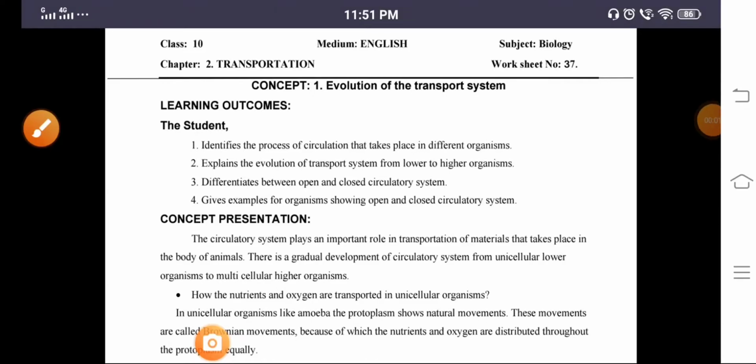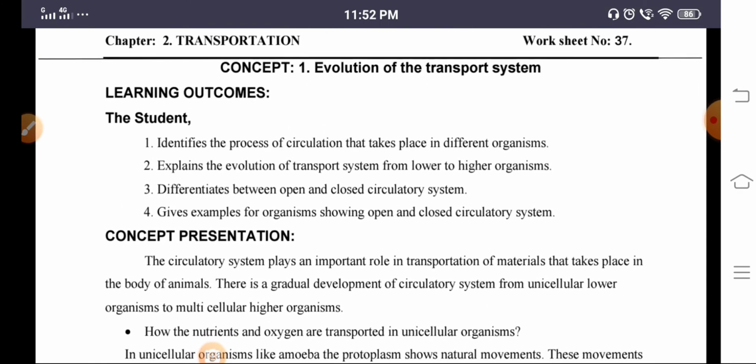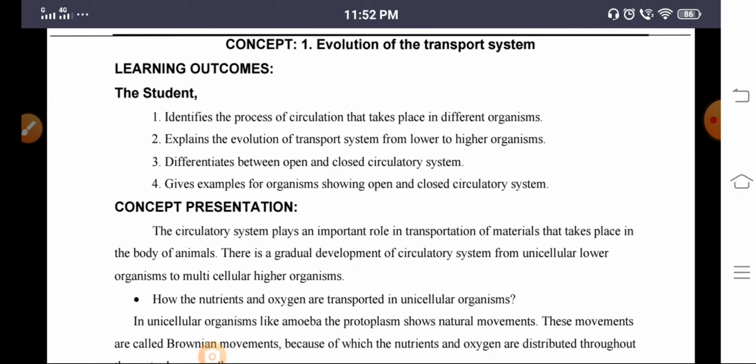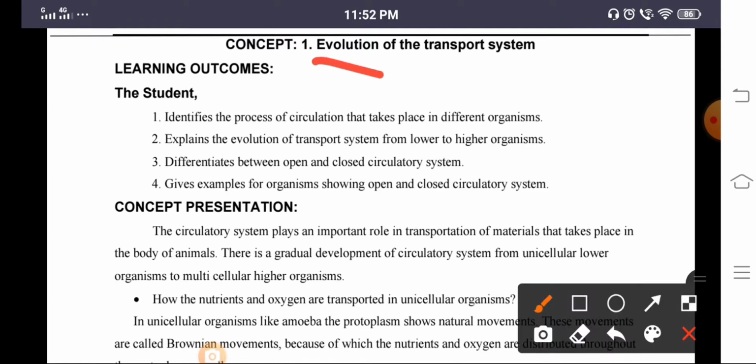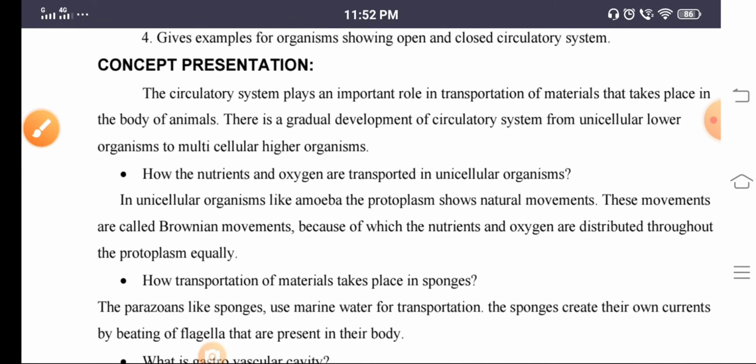So good morning students. Today we are discussing 10th class biology, transportation, and the topic is evolution of the transport system. You already know that evolution is nothing but gradual change. We can simply understand that changes, gradual changes, whether they decrease or increase, are called evolution. Let us discuss what evolutions have occurred in transportation.